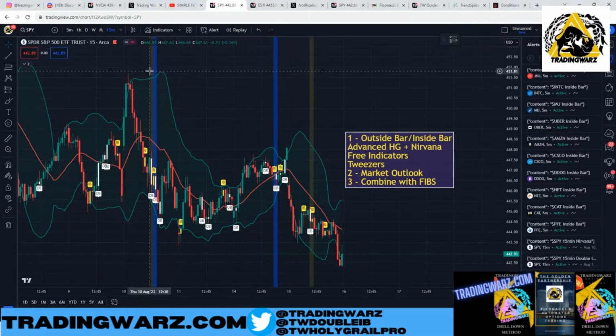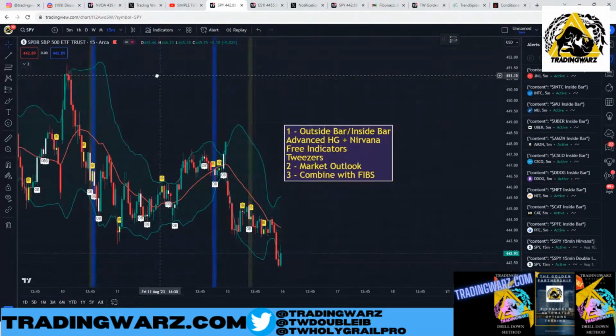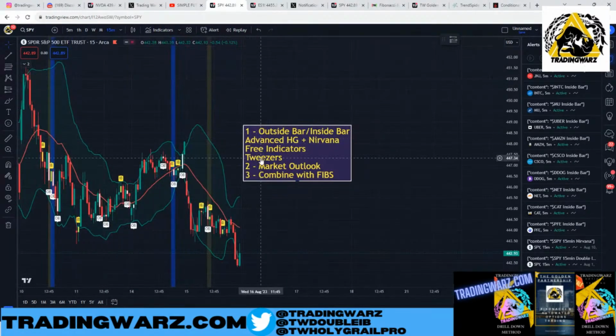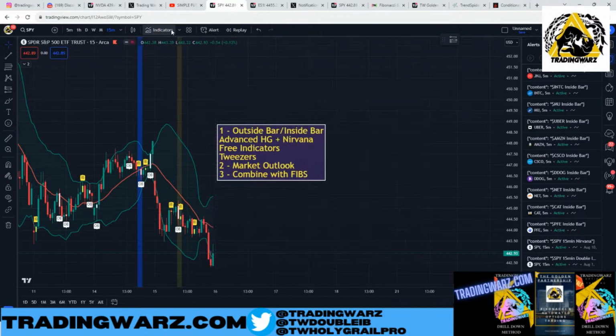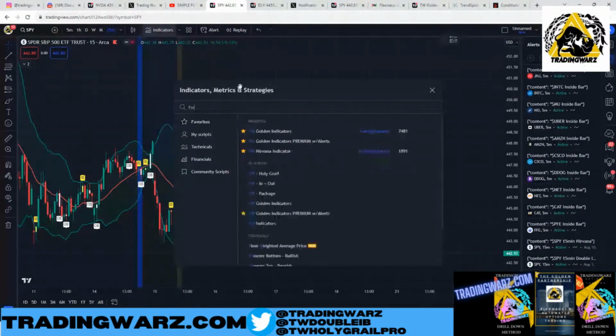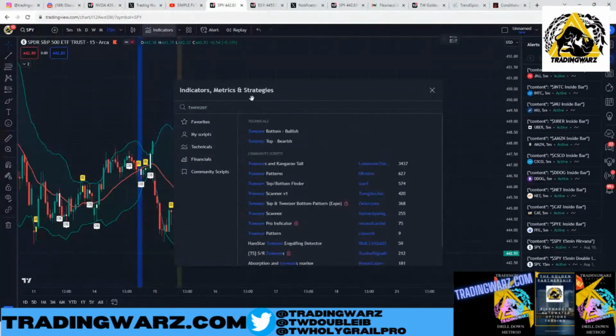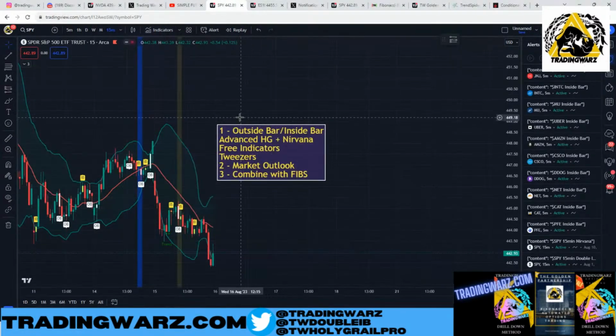Anyways, going back, there's one more called the tweezers. The tweezer is an old school indicator I used to use. So if we go back to the indicators, tweezer, let's see if it's still there. Tweezers. Tweezer top, tweezer bottom finder. Okay, let's look at this now.